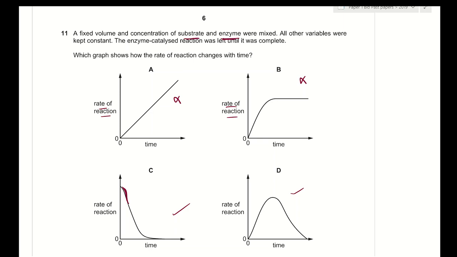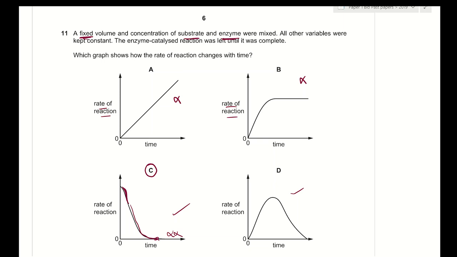Now, as the reaction proceeds, what happens is that the substrate concentration starts to decrease, because here it says a fixed volume, it's not in excess. Therefore, the rate of reaction also decreases because there are less frequent collisions. Therefore, it just keeps decreasing until there's no more substrate available, where the rate of reaction completely stops. Therefore, C is going to be the correct answer.